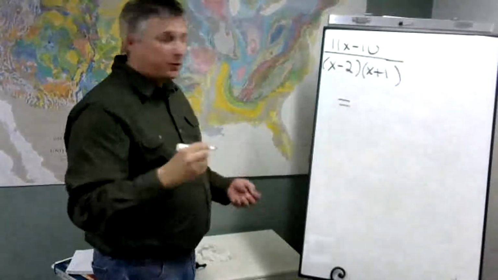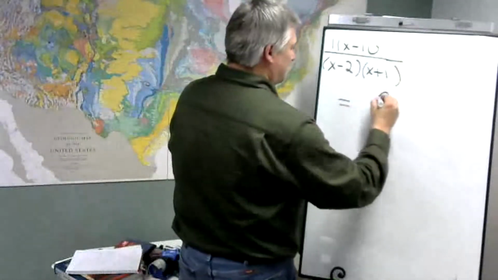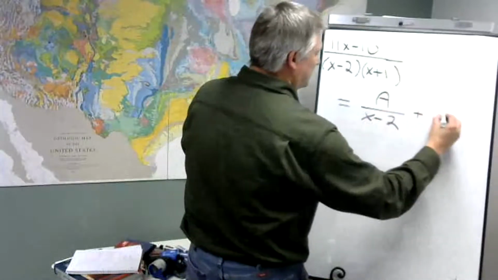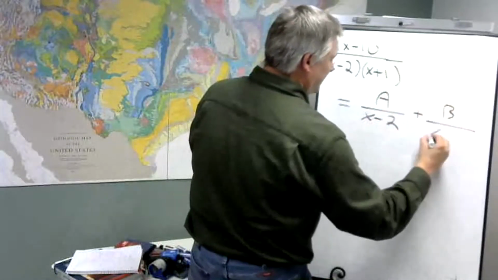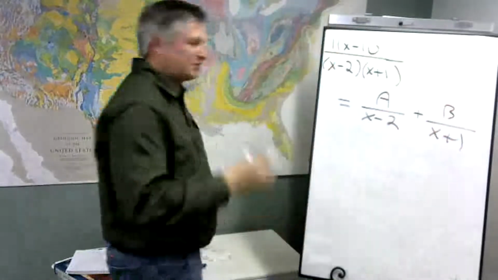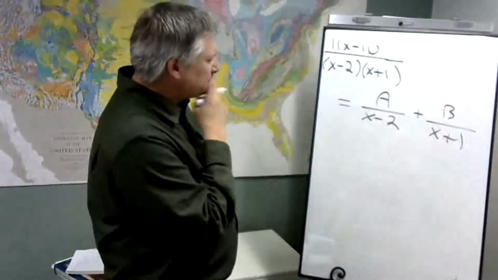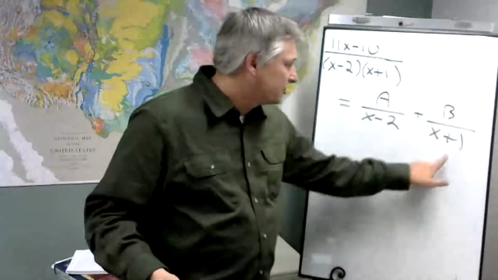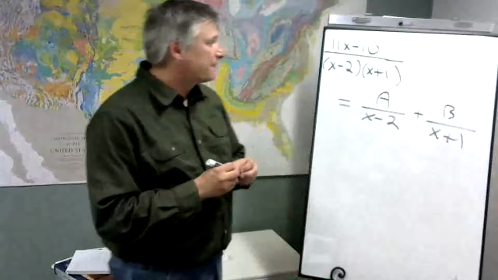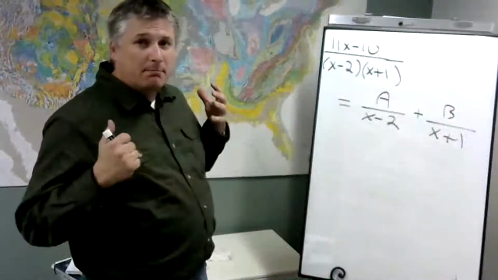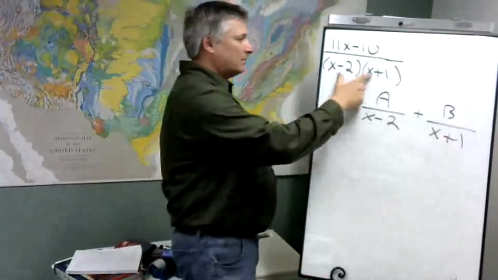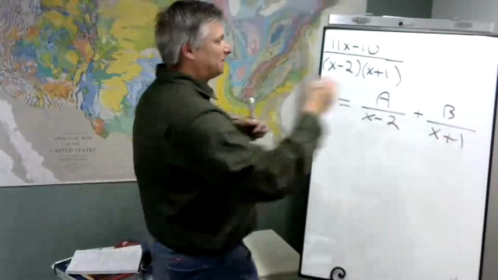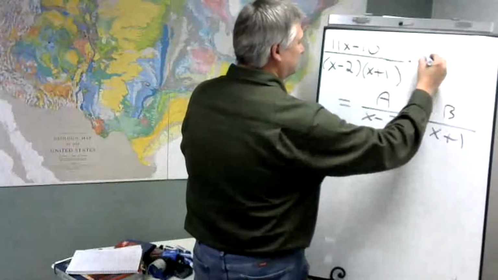So what we're going to do is rewrite this as A over x minus 2 plus B over x plus 1. That's just how we break it out. Now, a lot of the times when we work with rational functions, we want to cancel the denominators. So we want to multiply everything through by this denominator. So I'll do something like this to each term.